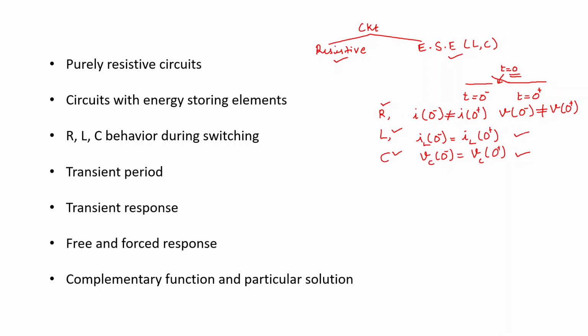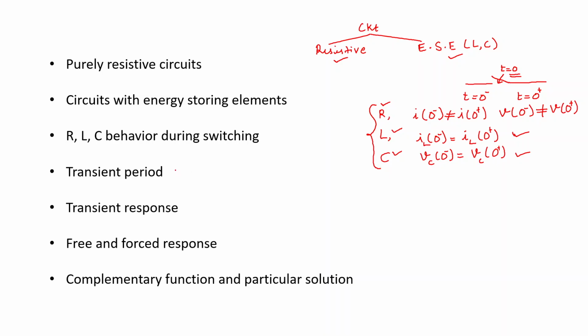The switching activity can be both ways. That is, either the energy sources can be connected to the circuit or the energy sources can be disconnected from the circuit. In both cases, inductors do not allow sudden change in current, and the capacitors do not allow sudden change in voltage. And this is how RLC components behave for switching activity.